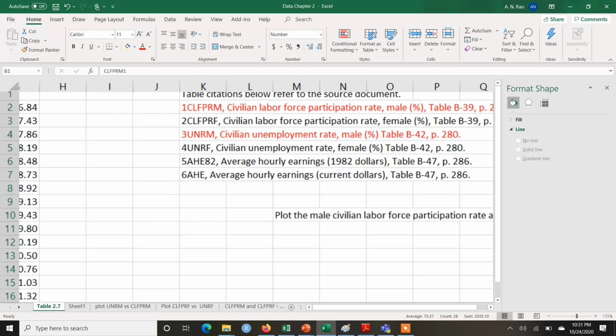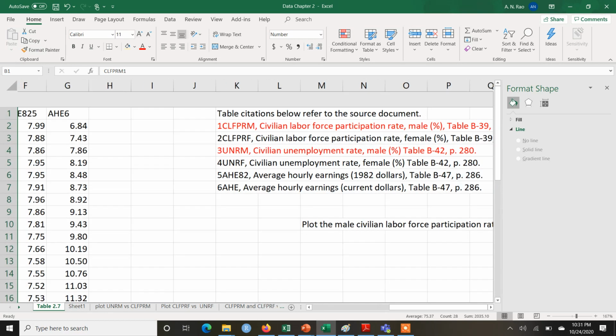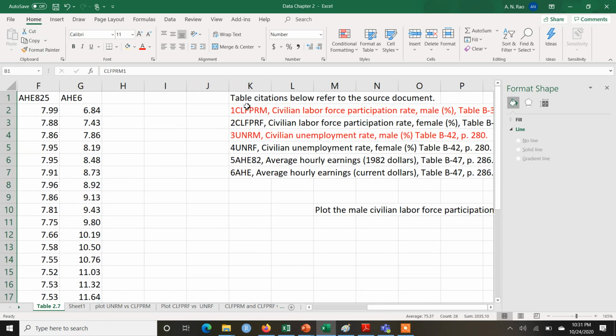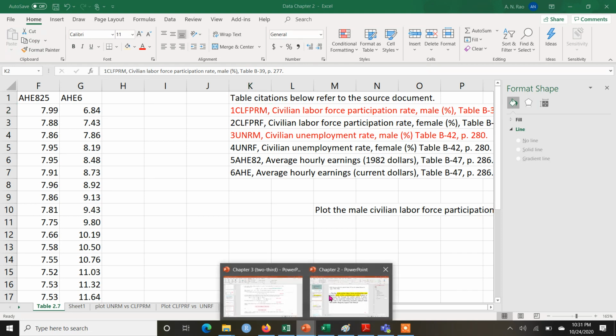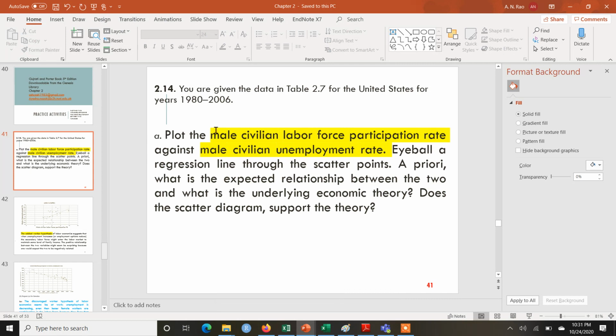Before having a look at the question statement, let's see that there are different variables given here. For example, the first variable, CLFPRM, is civilian labor force participation rate for male in percentage. Then similarly we have other variables here. The question is, we have to plot the male civilian labor force participation rate against male civilian unemployment rate. First we have to plot and then eyeball a regression line through the scatter points.